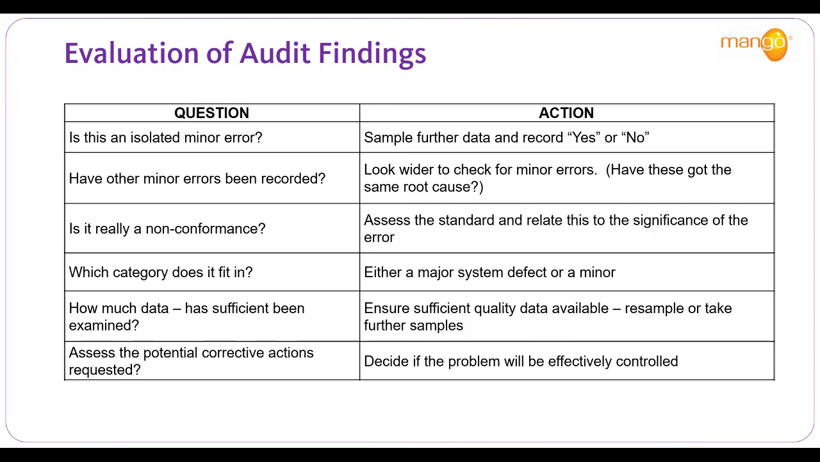You need to make sure that you've looked at sufficient data to make a judgment. As a one-off, it could just be a one-off. But if it's not, you may want to look at three or four other areas, or maybe even five areas, to see, is that actually happening in these other areas? And then assess. It's not really your job to assess the potential corrective actions, but if you've got experience in this area, then give your advice if you feel it's necessary.